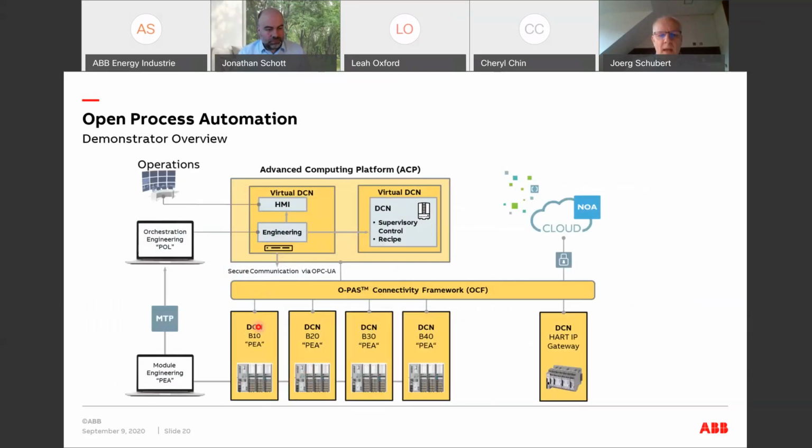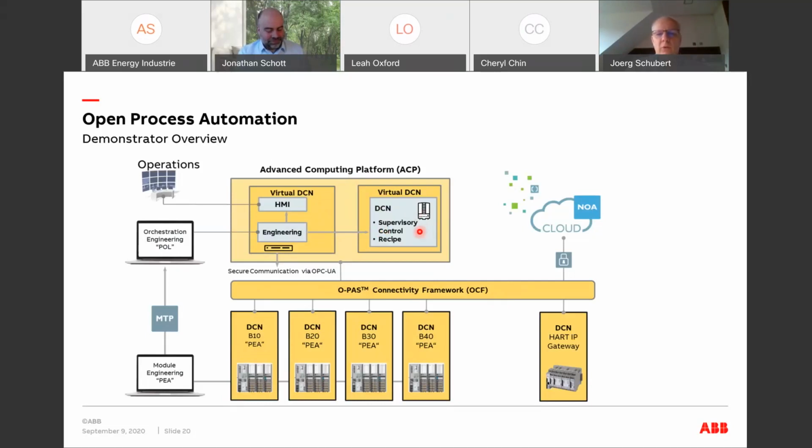We have down here these process equipment assemblies, basically the reactor, the glass pot that you have seen there on the other picture, with the automation unit. The controller as such here is a DCN that talks to the open process automation connectivity framework. So based on the architecture that Jonathan has shown before, the network and the DCNs, physical DCNs, four of them, but we also have on this advanced computing platform up here a virtual DCN.